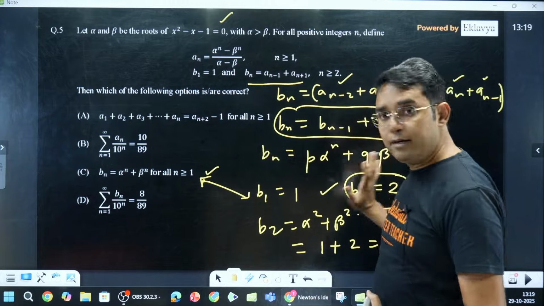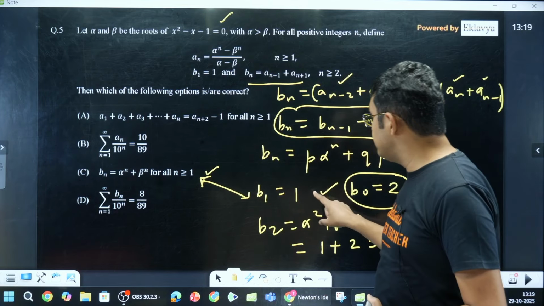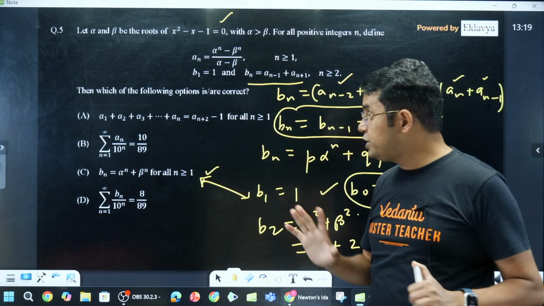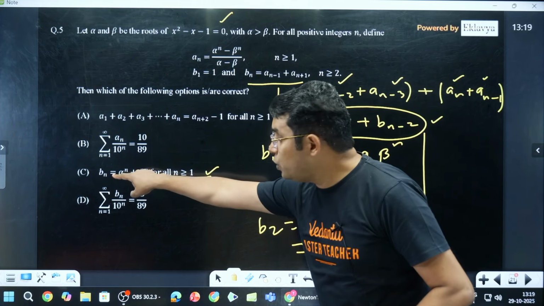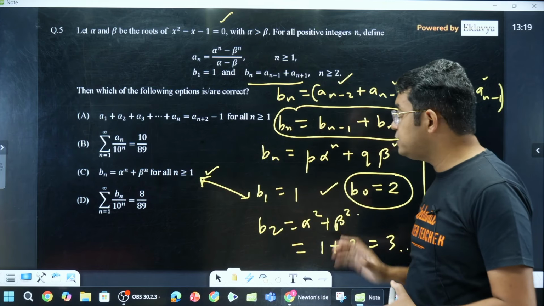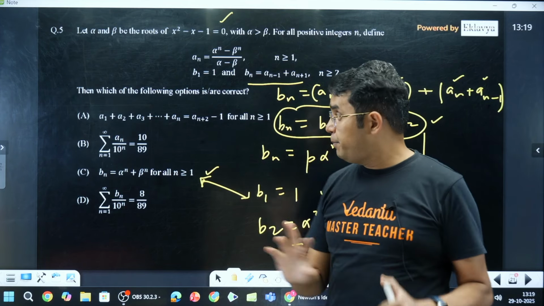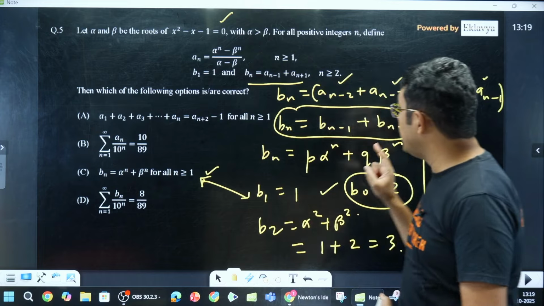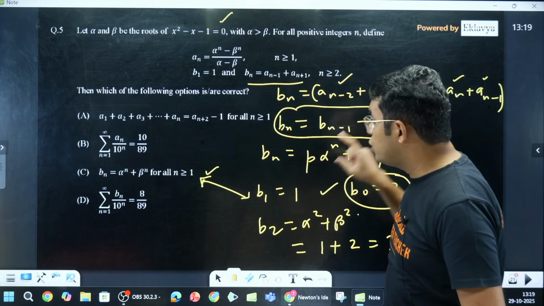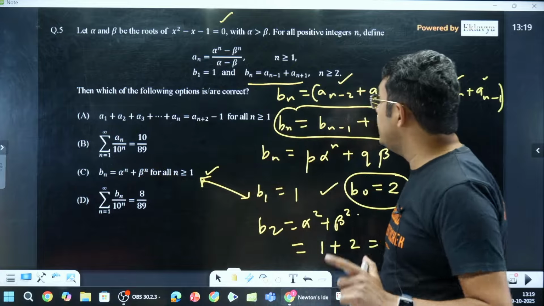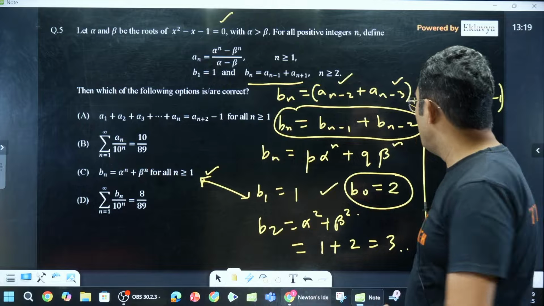If you solve it using these values, you will have to find the values of alpha and beta also, which I have avoided by going with this method. So that is the difference. I will come to B and D, and please listen carefully to how I am going to do B and D. But before that, I would like to tell you one more method to prove whether Bn is equal to alpha power n plus beta power n is true or not. Please see.